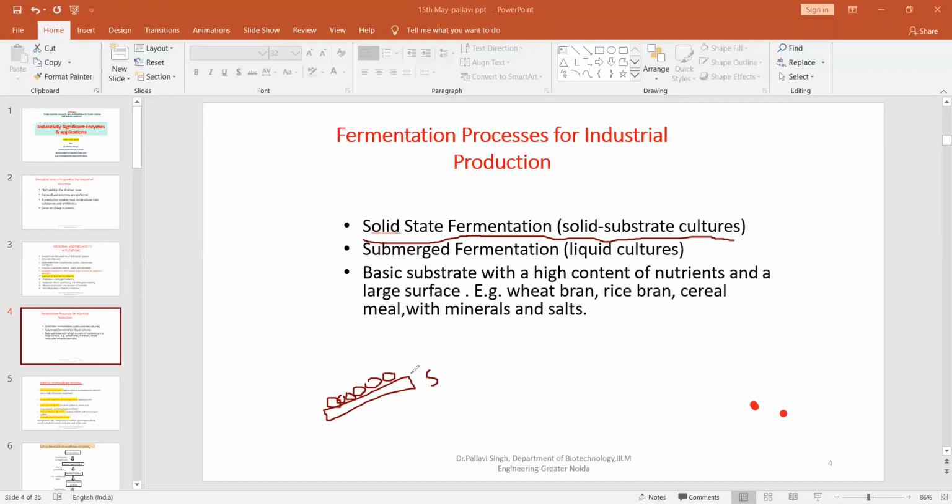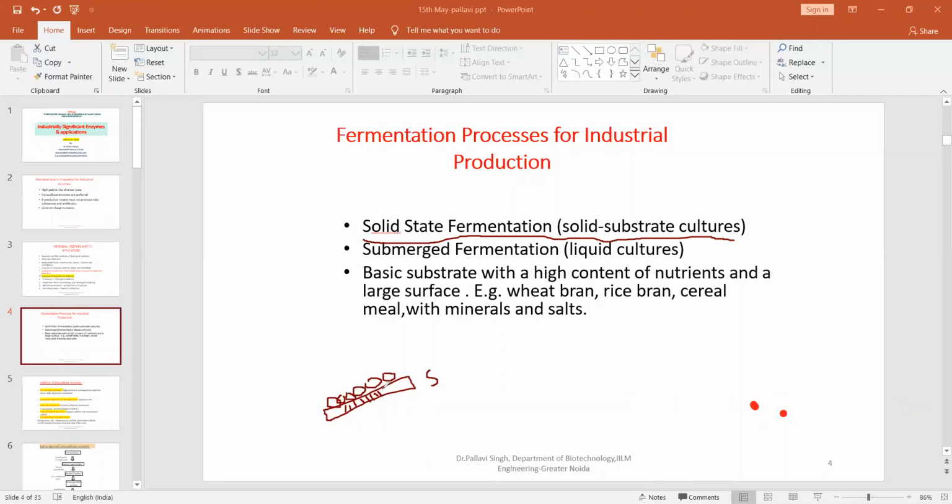So when we are producing something on the entire surface of a solid substrate, that is known as solid state fermentation. Cultivation of mushroom is a good example of solid state fermentation. Even cheese production happens in solid state fermentation mode. So when we discuss the products, we should be clear whether a particular product is going to be made in batch mode, fed batch mode, or continuous mode, and whether we are going to adopt submerged mode or solid state fermentation.